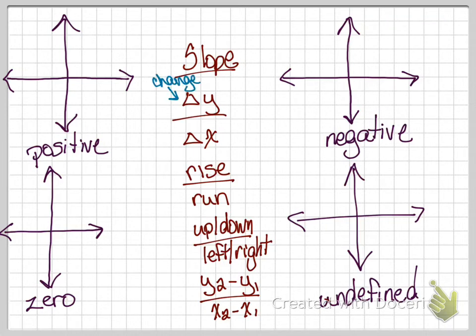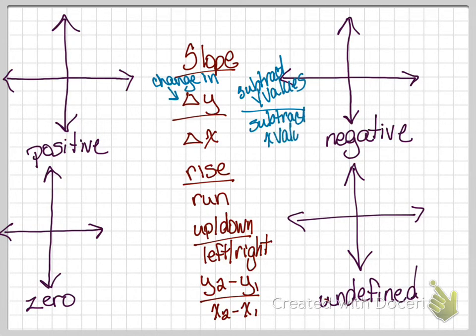So the triangle means change in y over change in x. That means we're going to subtract my y values, then we are going to subtract x values.